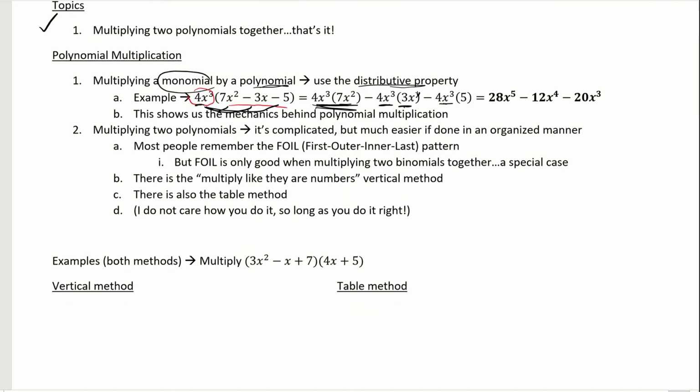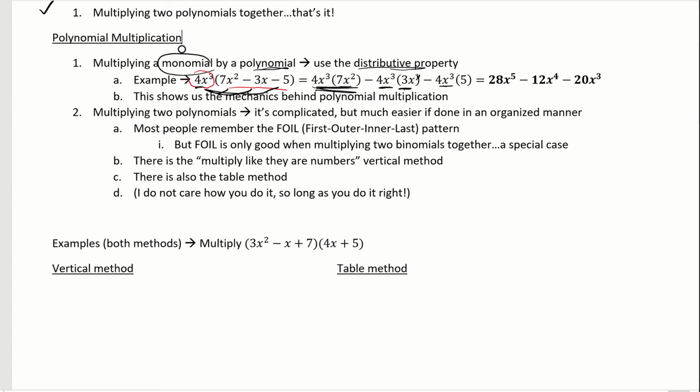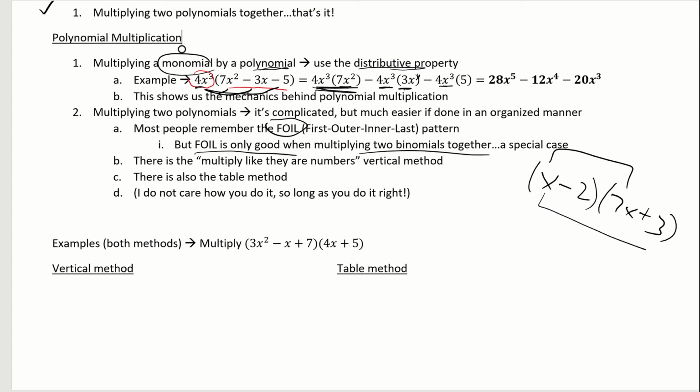When you get to multiplying two polynomials together, it gets more complicated, because you have to distribute every term in one polynomial throughout the other polynomial's terms. If it's a 2 by 2, oftentimes we use FOIL. But FOIL is only good for multiplying binomials together, like x minus 2 times 7x plus 3, where someone says first, outer, inner, last. It's a contrivance, really, and it's only good for binomials. So I tend to go meh to that idea. Over the years, I decided no.